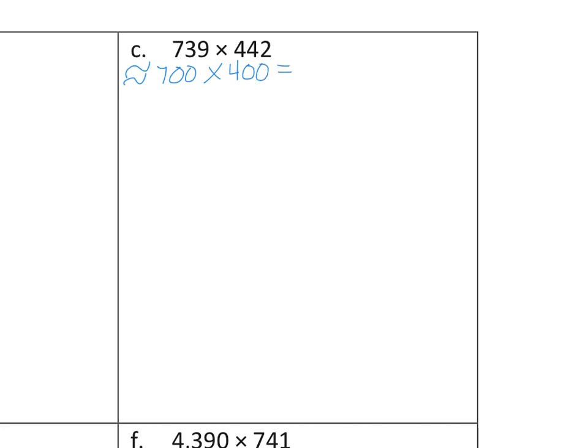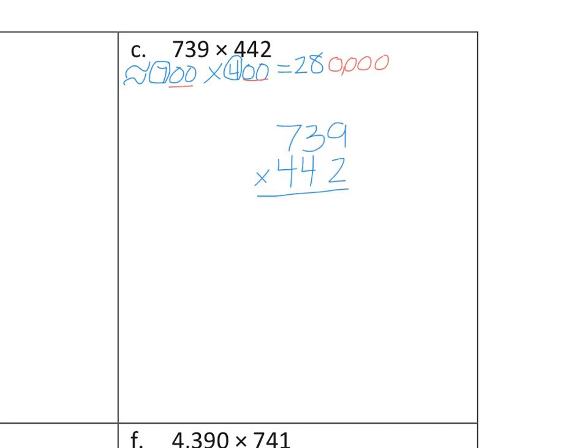So if I take my 2 basic math facts of 7 and 4, that's going to give me 28. And since there are 2 zeros in 700 and 2 zeros in 400, we're going to add 4 zeros to the end of 28 to give us 280,000. So our answer is going to be somewhere hopefully close to this when we actually find the precise product. So let's get started by setting up the problem.